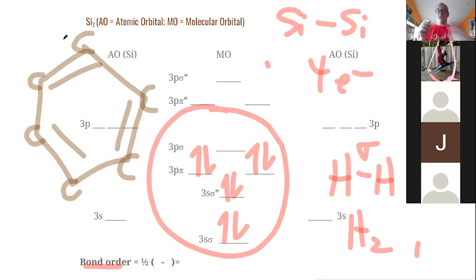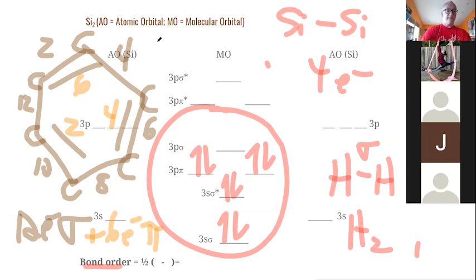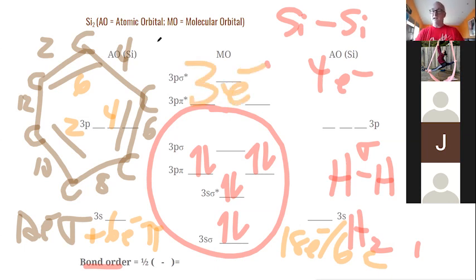Well, each single bond is 2. So I've got 2, 4, 6, 8, 10, 12, right? So making the sigma bonds, I've got 12 electrons. And making pi bonds, I've got 2, 4, 6 more electrons. That means I've got a total of 18 electrons making bonds, and I've got 6 carbons sharing those electrons. So each carbon basically has 3 electrons making bonds.